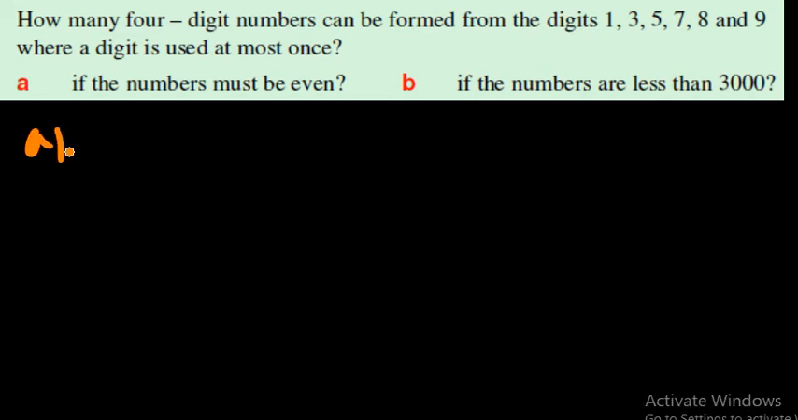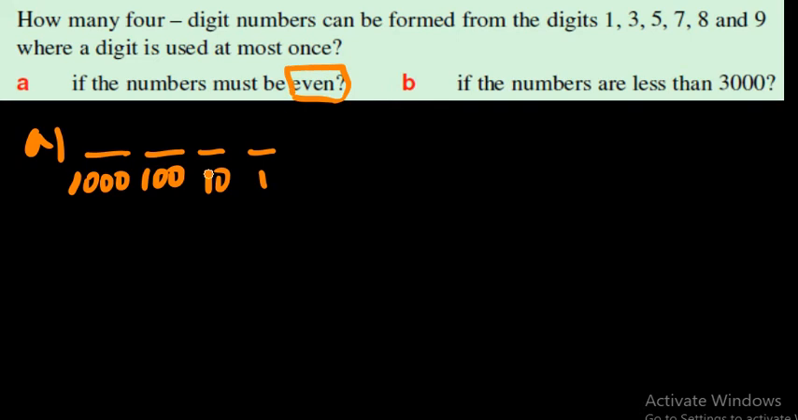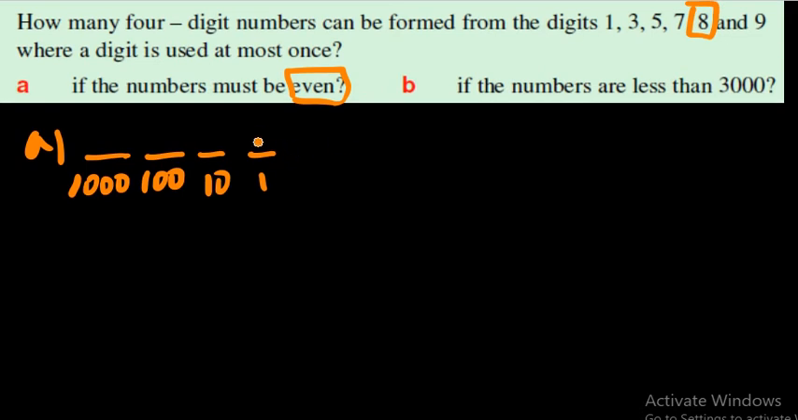Obviously a 4-digit number has 4 places: unit place, tens place, hundreds place and thousand place. Now if the number is even, obviously the unit digit should be an even number. From the given digits, which one is the even one? It's only 8, so we have one chance here. Now when we get to the thousand place, we can take any number other than 8, because 8 is already taken and each digit is used at most once. So we can have 5 chances here.